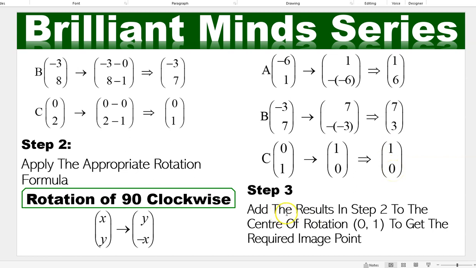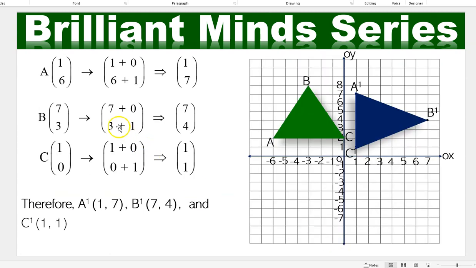Step 3, we are going to add the result in step 2 to the center of the rotation, (0, 1), to get the required image point. So when you add the center of rotation (0, 1) to the point (1, 6), we get (1, 7). B, (7, 3), becomes 7 plus 0, 3 plus 1, that is (7, 4). C, (1, 0), becomes 1 plus 0, 0 plus 1, that is (1, 1). And therefore A1, which is the image of A, is (1, 7). B1, which is the image of B, is (7, 4). And C1, which is the image of C, is (1, 1).